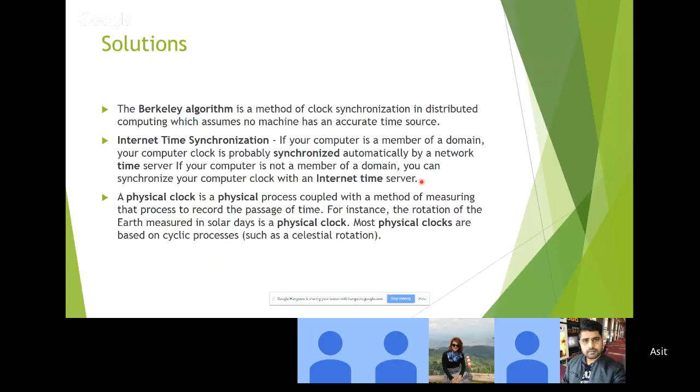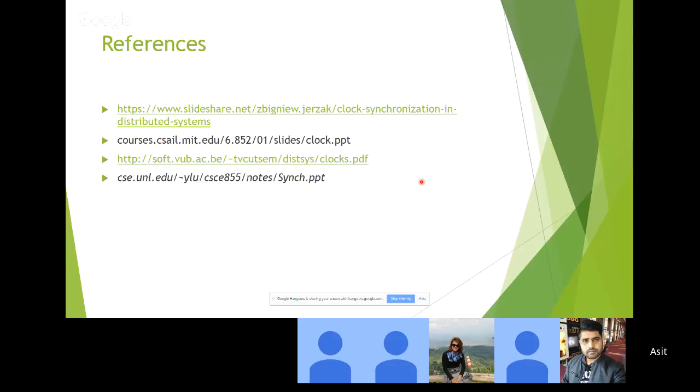A physical clock is a physical process coupled with a method of measuring that process to record the passage of time. For instance, the rotation of Earth measured in solar days is a physical clock. Most physical clocks are based on cyclical processes, such as celestial rotations. So basically, those are the given solutions used by the industry standard.